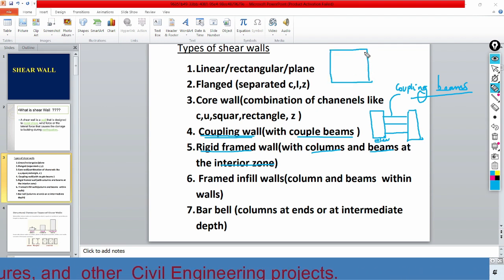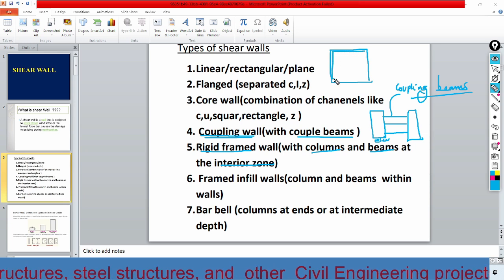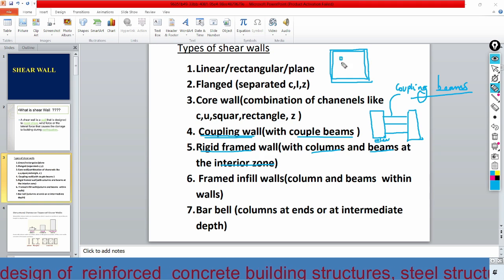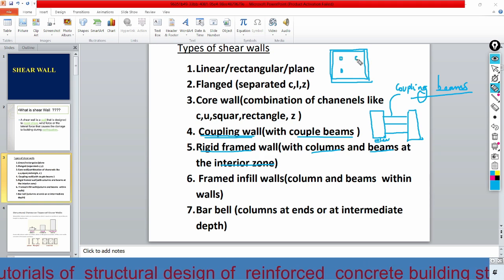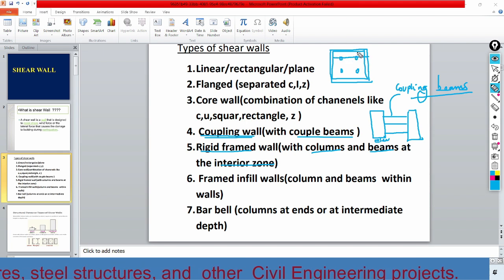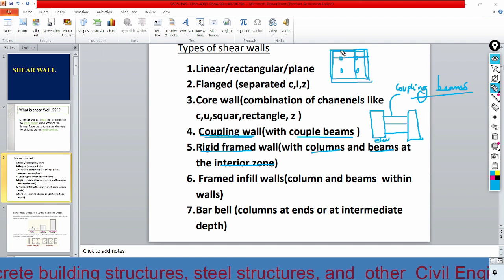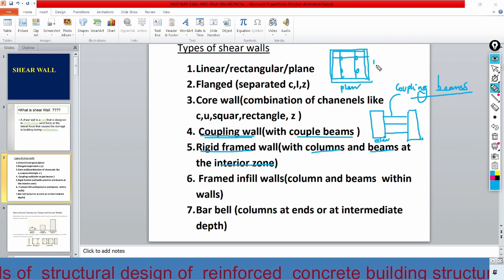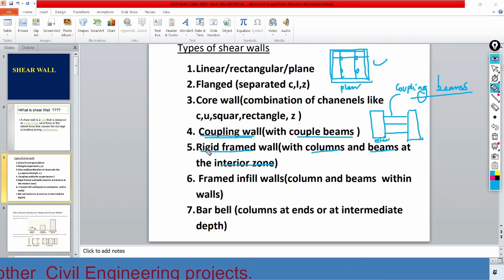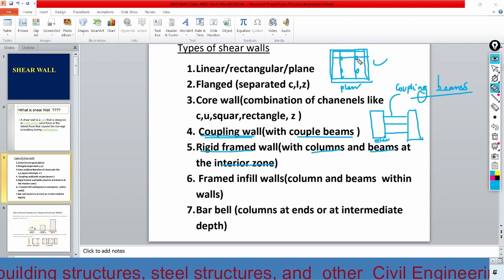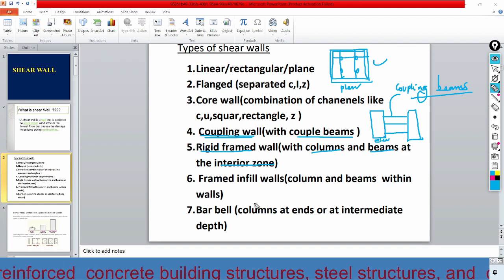Here, suppose this is a shear wall, and here we may have a column. So here we may have a beam, just like this. Suppose this is a plan. So this wall is called a rigid framed wall, a combination of frames and walls.